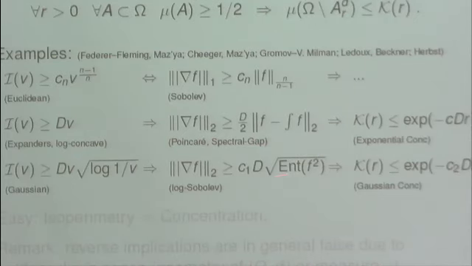It always implies the so-called log Sobolev inequality, a strengthening of the Poincare inequality, which relates the L2 norm of the gradient of f and something having to do with the entropy of f squared. I'm not going to define what the entropy is. It's not going to be used in this talk.